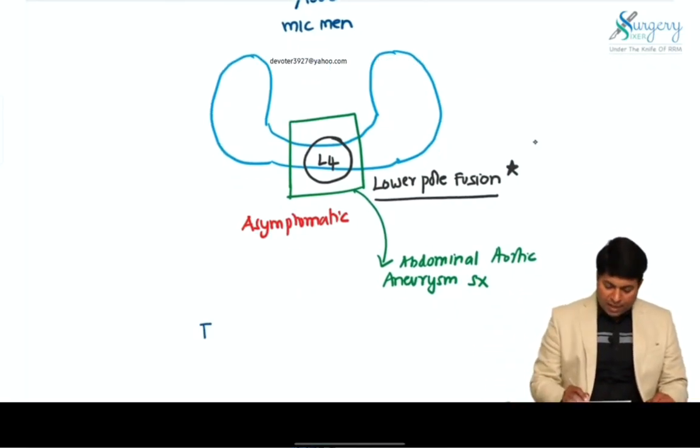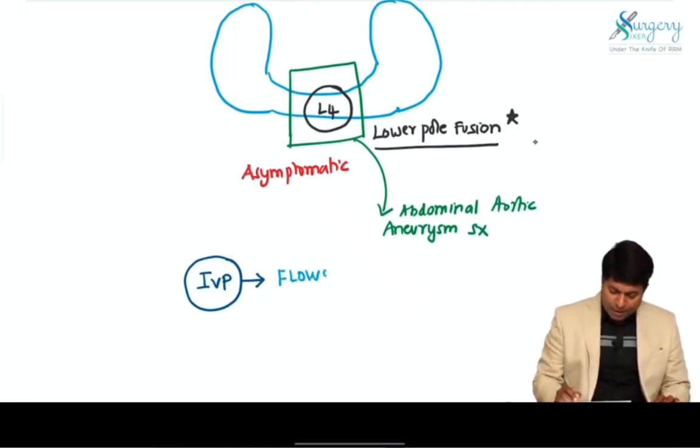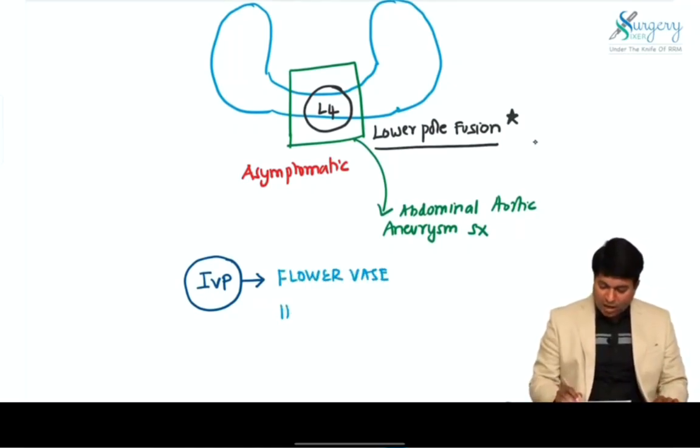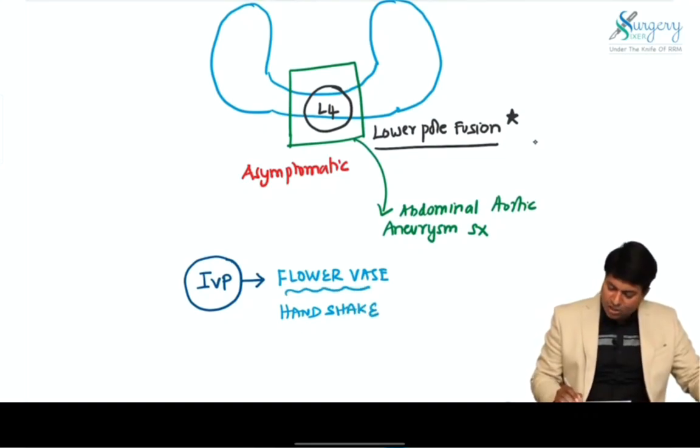And what is the IVP appearance? Intravenous pyelogram shows you one classical MCQ. What is it? It is known as the flower vase appearance, or handshake appearance, like handshaking each other. Handshake appearance or flower vase appearance is seen on IVP. I will show you that image.